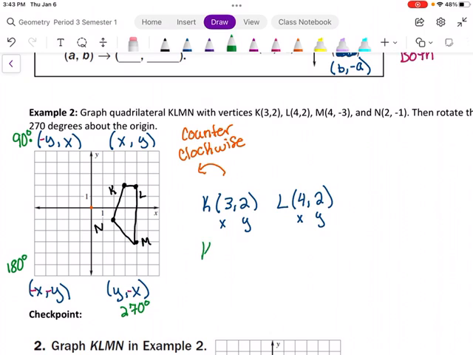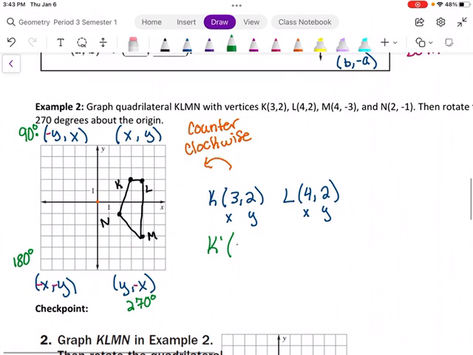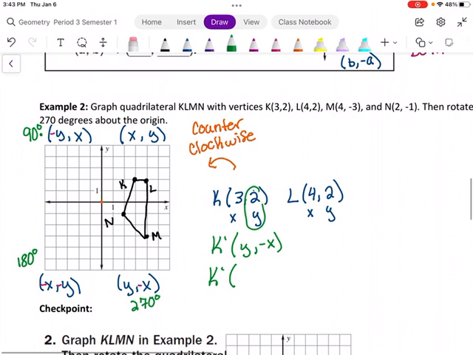So for K prime, we need to use y, comma, negative x. So we know from our previous step that y was equal to 2, so we're going to start with 2, comma, and x was equal to 3, so negative x would be negative 3. And then we can go ahead and plot that point, 2, negative 3, and that will be labeled K prime.